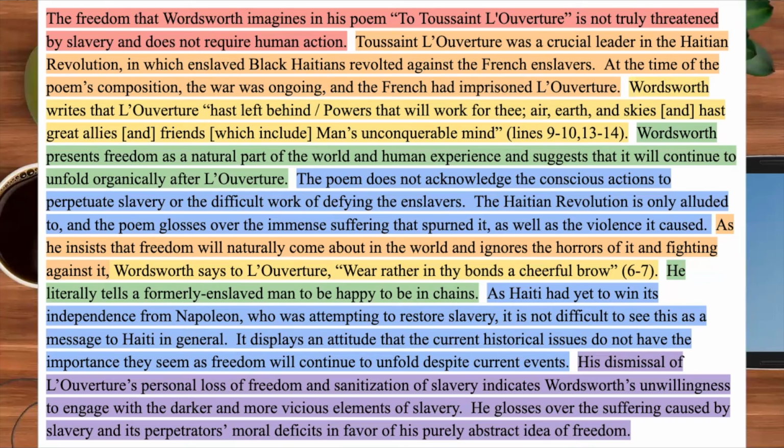As Haiti had yet to win its independence from Napoleon, who was attempting to restore slavery, it is not difficult to see this as a message to Haiti in general. It displays an attitude that the current historical issues do not have the importance they seem, as freedom will continue to unfold despite current events. His dismissal of Louverture's personal loss of freedom and sanitization of slavery indicates Wordsworth's unwillingness to engage with the darker and more vicious elements of slavery. He glosses over the suffering caused by slavery and its perpetrators' moral deficits in favor of his purely abstract idea of freedom.